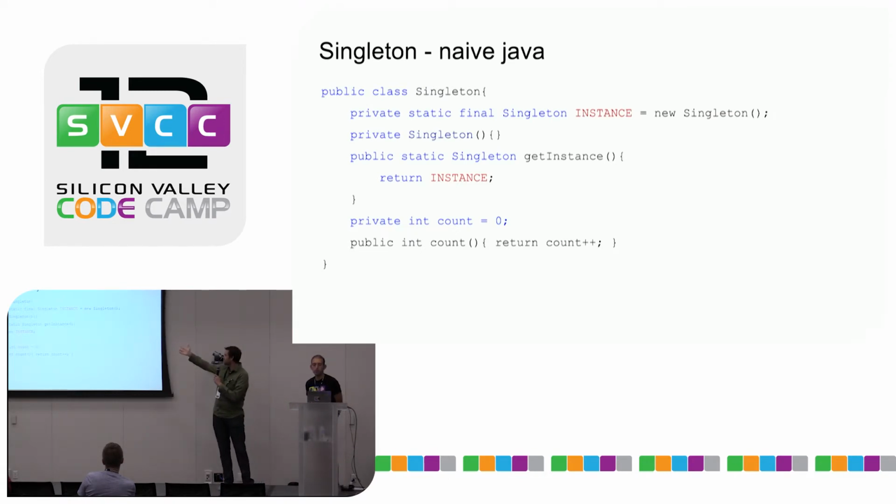So here's a very basic example where we've got a private static final instance, which instantiates a new singleton object. The default constructor's private. Another thing that you might want to do is make this a final class so that you can't extend it. But the idea here is to force users to use the one instance that you've already created and not create multiple of these things.